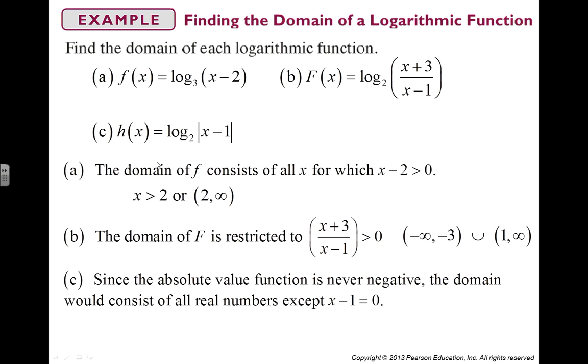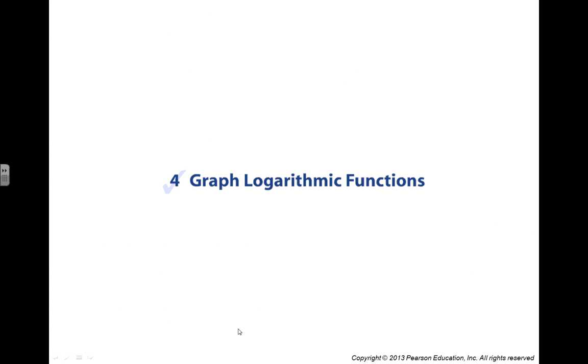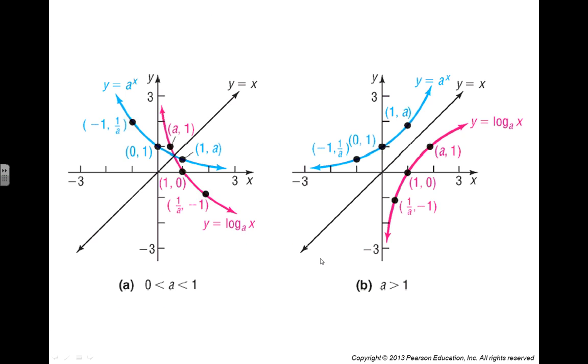All right, so last but not least, C. We have log base 2 of the absolute value of x minus 1. Since the absolute value function is never negative, the domain would consist of all real numbers except where x minus 1 equals 0. So it's from negative infinity to 1 and from 1 to infinity. All right, let's graph these things. This will be fun.